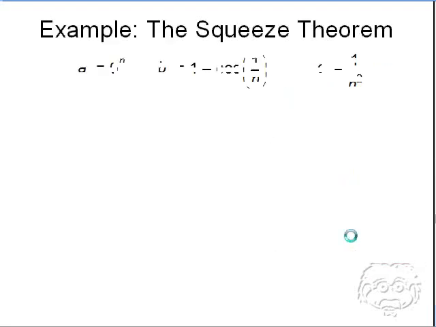Let's look at one example. So a of n is going to be 0 to the nth power. b of n is 1 minus cosine of 1 over n. And c of n is 1 divided by n to the second power.